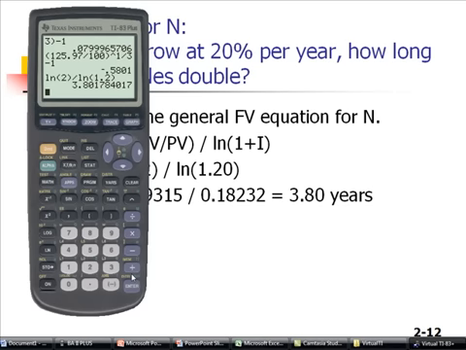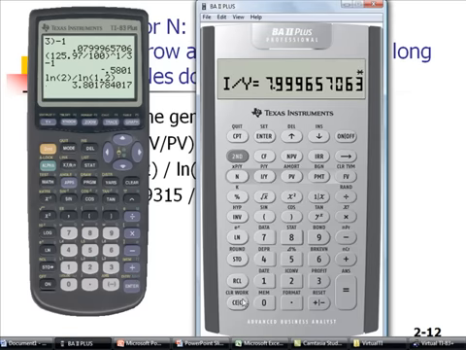Or on a TI BA2 Plus, the key sequence would be just a little bit different. We would have to push the 2 and then natural log, so that gives us the log of 2. Then we divide by the natural log of 1.2. How do you do that? Type in the number 1.2, hit the natural log button to convert it to its log, and now you can hit equals, and it'll divide those two numbers and give you the same answer that we had before.